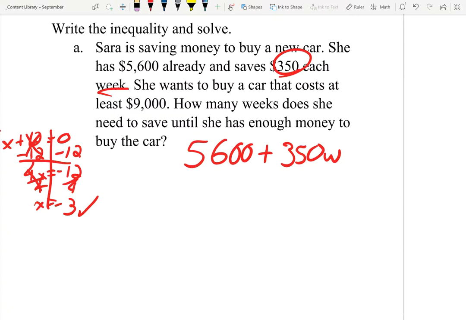Now, it's an inequality. It's not an equal sign. She wants a car that costs at least $9,000.